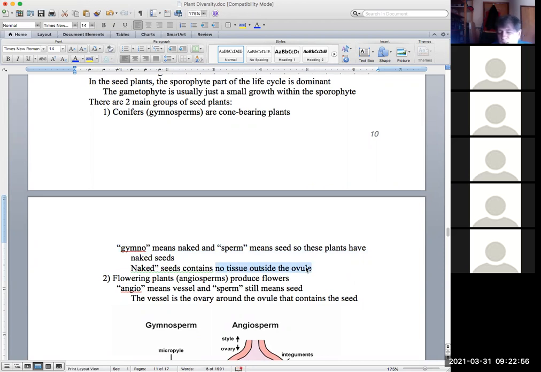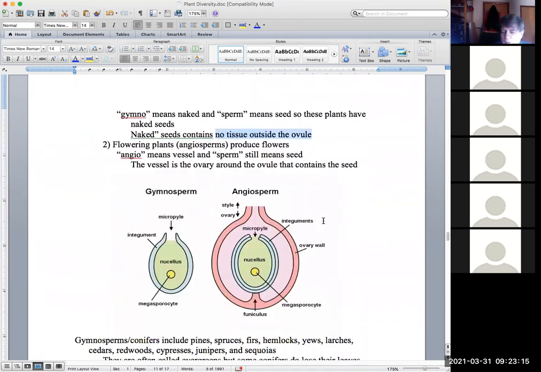Now, you may not have realized it, but the reproductive organs on the conifers or gymnosperms is the cones. They do not make flowers. Sometimes we mistakenly think of all plants as producing flowers. So keep in mind, no flowers here.